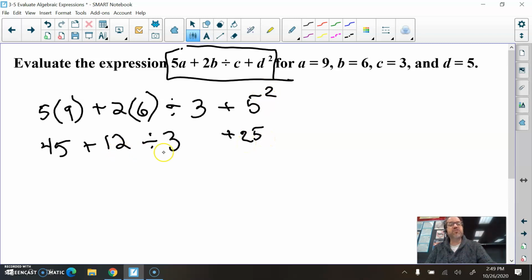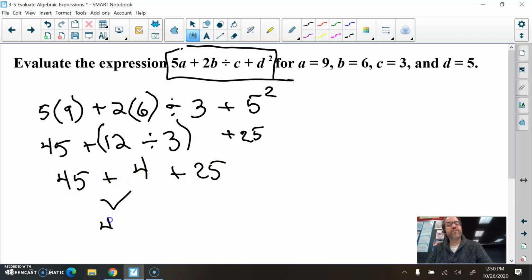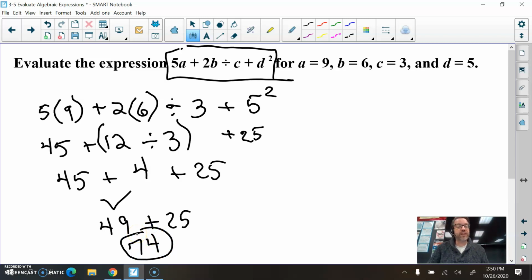All right, so next I do my dividing. I have to divide before I add. So 12 divided by 3, that's 4. So we have 45 plus 4 plus 25. And then just go left to right. 45 plus 4 is 49. 49 plus 25 is 74. So when I evaluate this expression, I get an answer of 74.